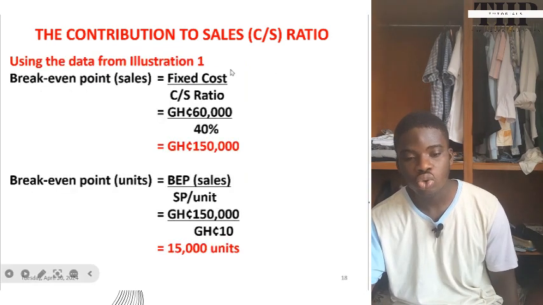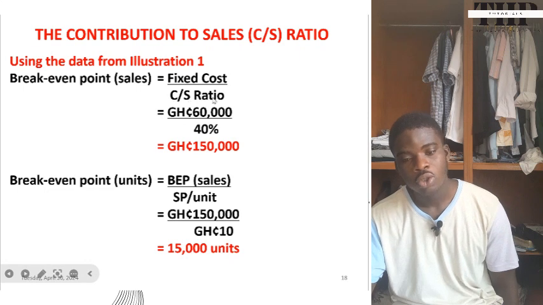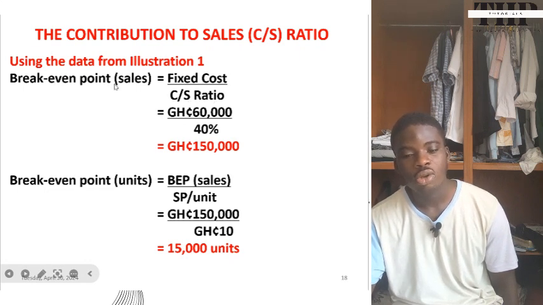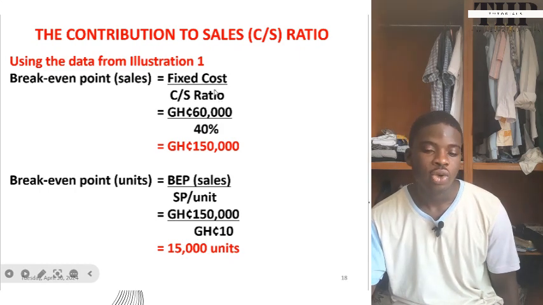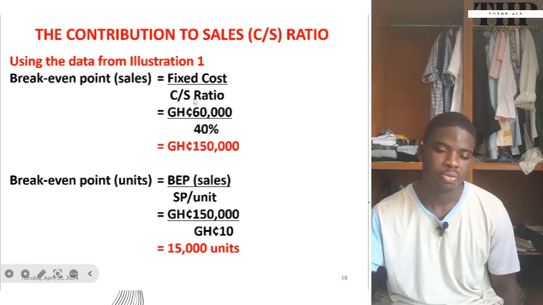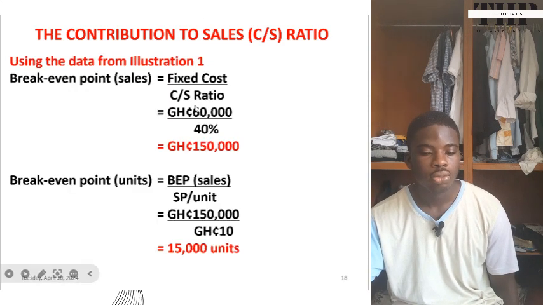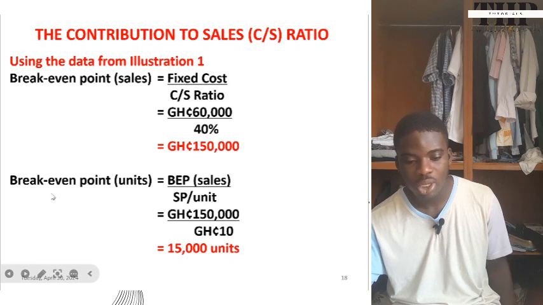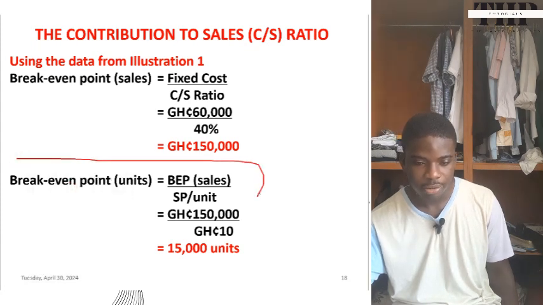Right. So you can actually use the CS ratio to find your break-even point in sales, not units. So that's given by the fixed cost over the contribution to sales ratio, right? So that's one thing that needs to be always considered. So always keep that in mind and do justice to that. Now, obviously, you can use your break-even point. Let me explain how this formula was derived.